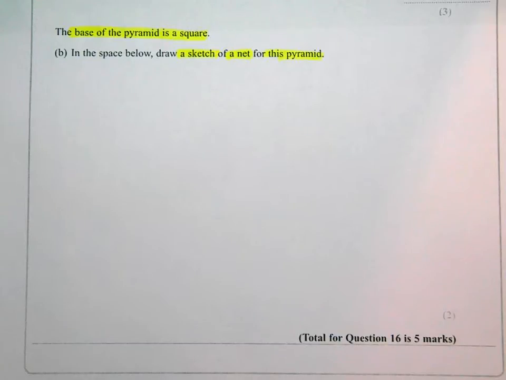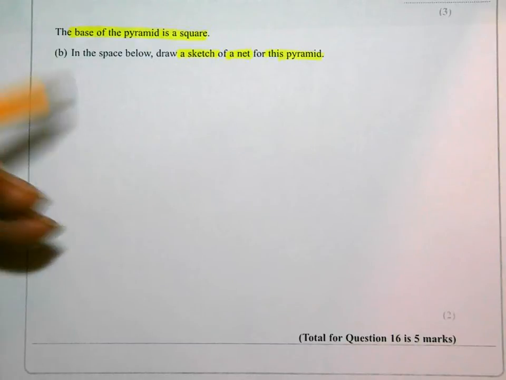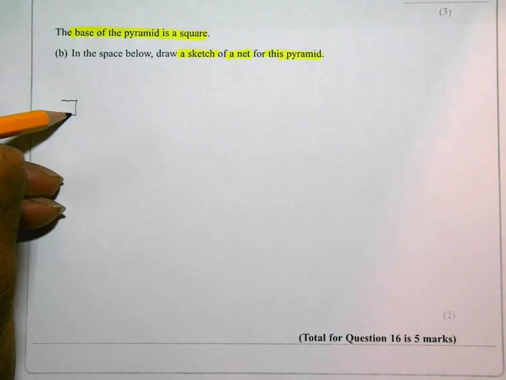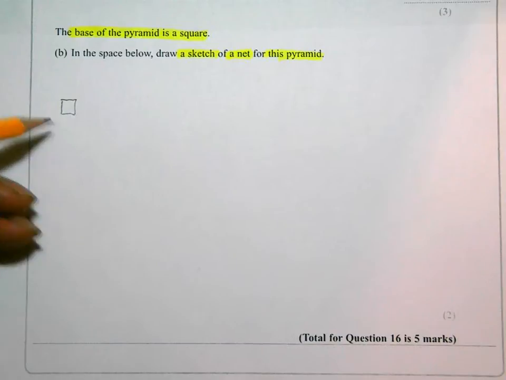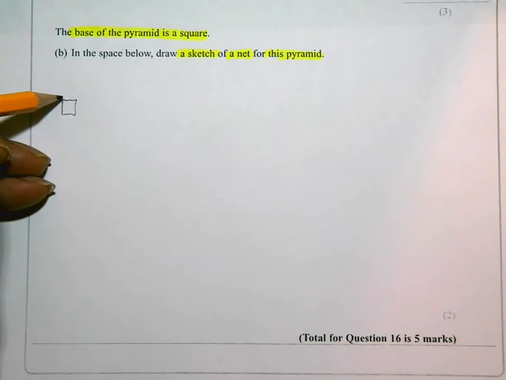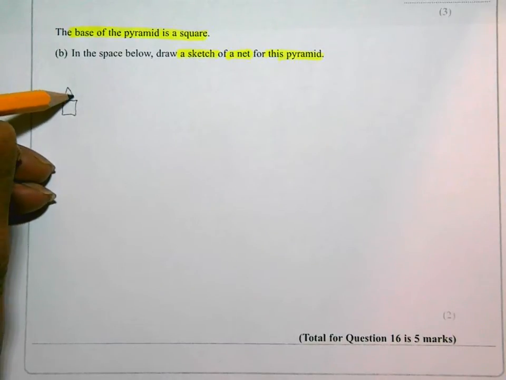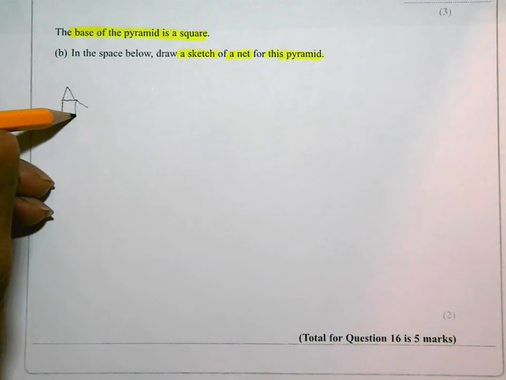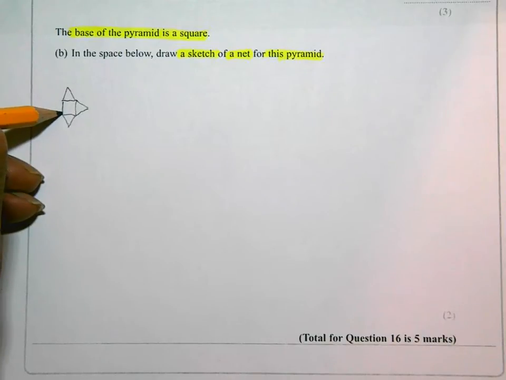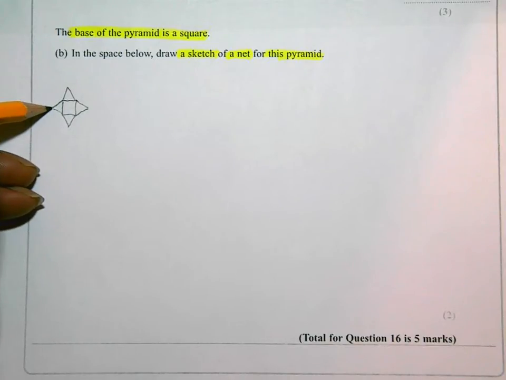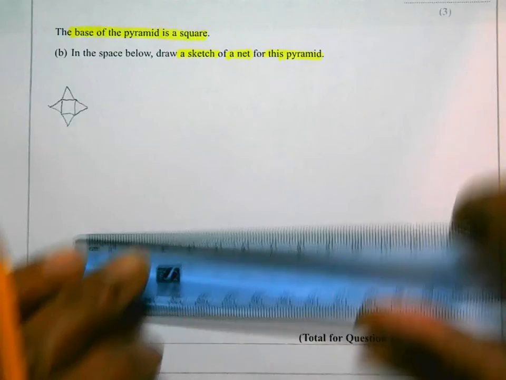Now, this is a square-based pyramid, so the base of the shape is going to be square. And if I was doing the net of this, once I take this apart, I'd have 4 triangles coming off this square to form a sort of star-type shape. So I'm going to draw this properly.